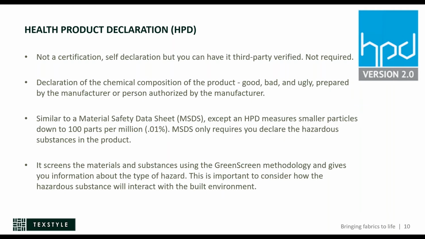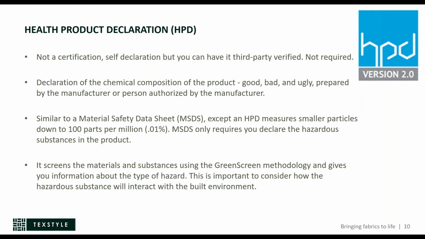What it is, it's declaring the chemical composition of a product, no matter what it is, prepared by the manufacturer or a person authorized to do it. And they're literally listing out to 100 parts per million, which is 0.01%, what is in a product.